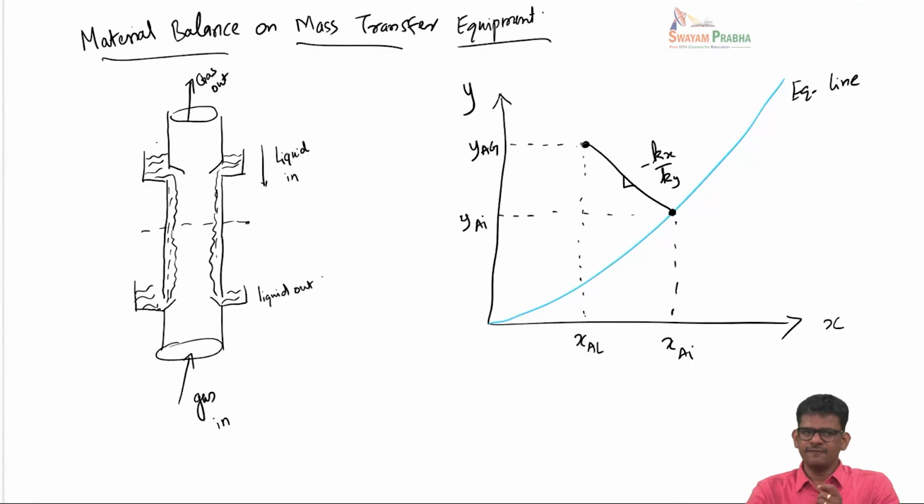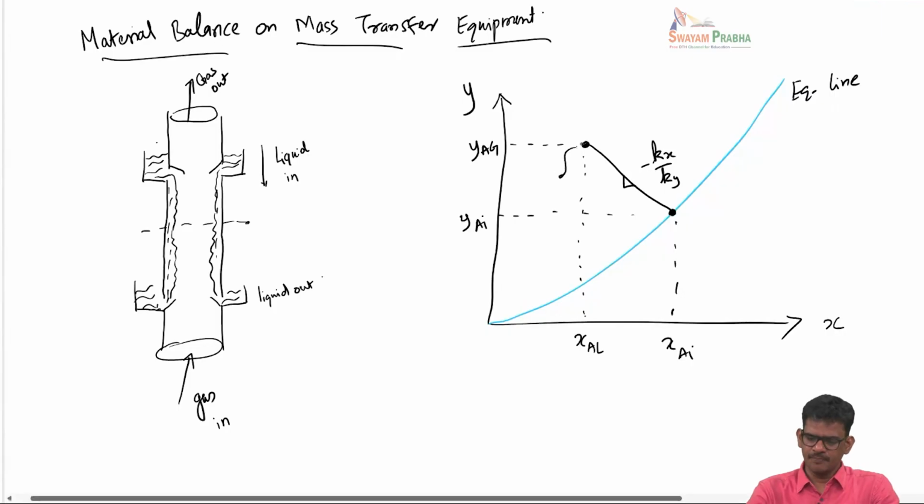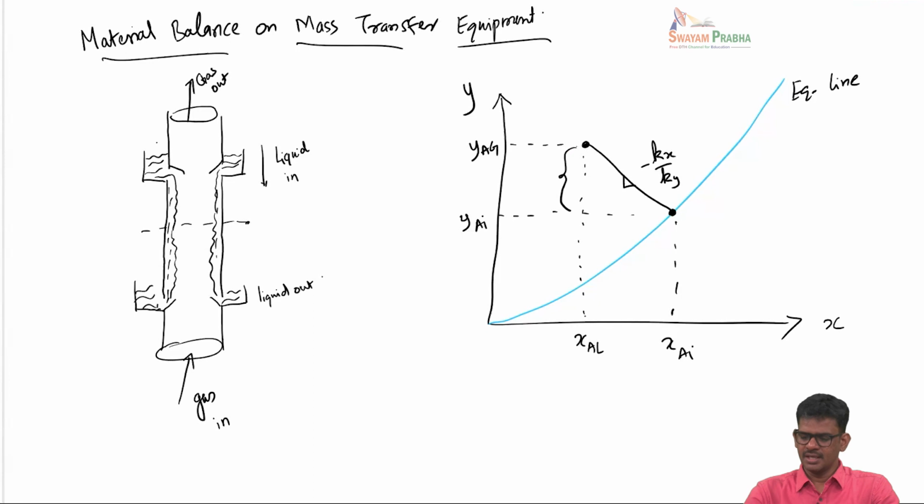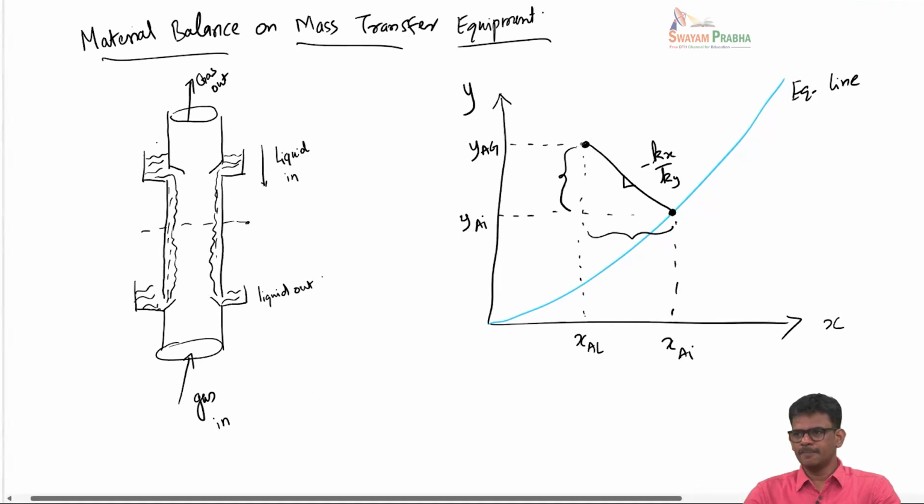So the interfacial concentration can be located on the equilibrium line. Basically there is a driving force for mass transfer in the gas phase equivalent to YAG minus YI. That's the driving force for the gas phase mass transfer, whereas XAL minus XAI is the driving force for the liquid phase mass transfer.